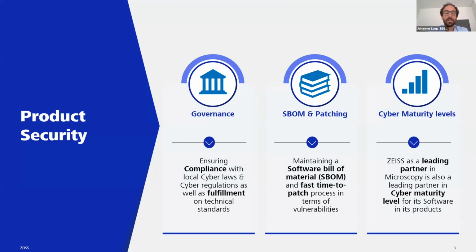The second thing is SBOM and patching. SBOM is the software bill of materials. It's like when you buy a product in the grocery store and you see on the packaging what it contains, for example nuts and other stuff. In future we will say our predictive service contains library A, B, and C, for example. These are third-party libraries, and we are also monitoring them.